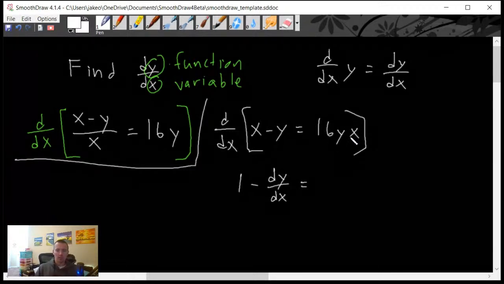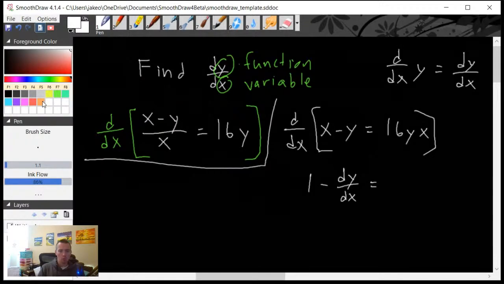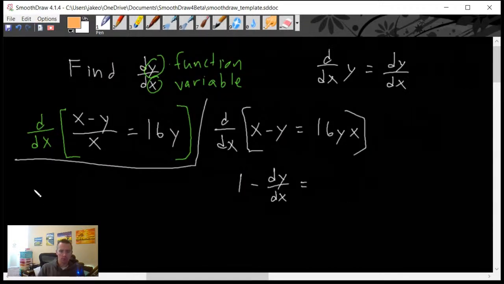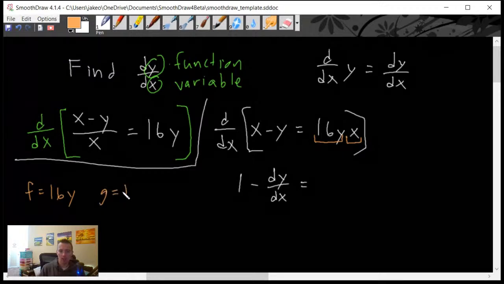Then, to take the derivative of the right side of our equation here, we are going to have to do product rule, which is also one of the formulas on my study guide. But we'll go ahead and say that 16y is one of our functions and x is our other function. So we'll say f is 16y and g is x.